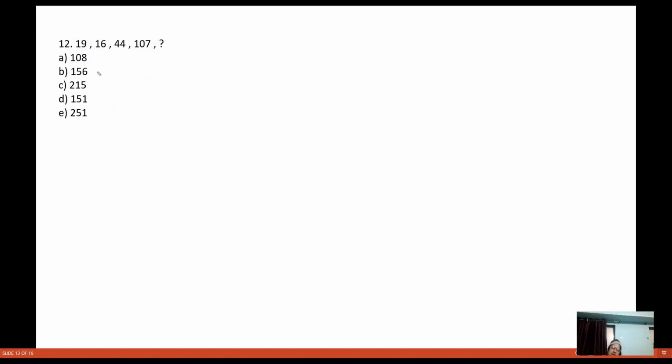See what we did here, just the difference method. I am not seeing any other thing here, so I'll just calculate the difference because this is not increasing exponentially. So I'm getting 3 difference here, I'm getting 28 difference here, I'm getting 63 difference here. I again take the difference, I'll get 25 here, I again take the difference, I get 35 here. So I assume that I'll get 45 difference here.